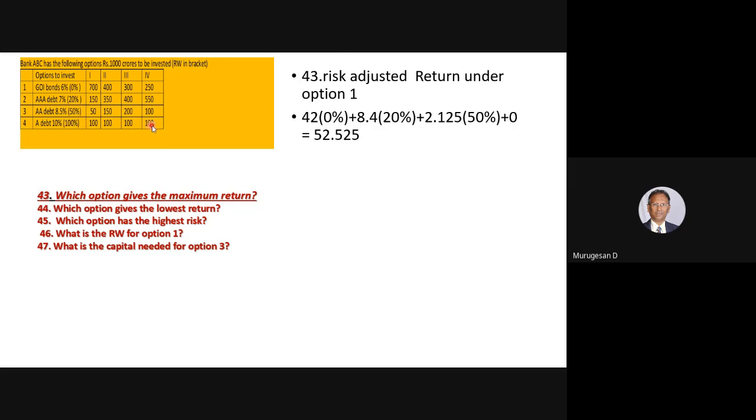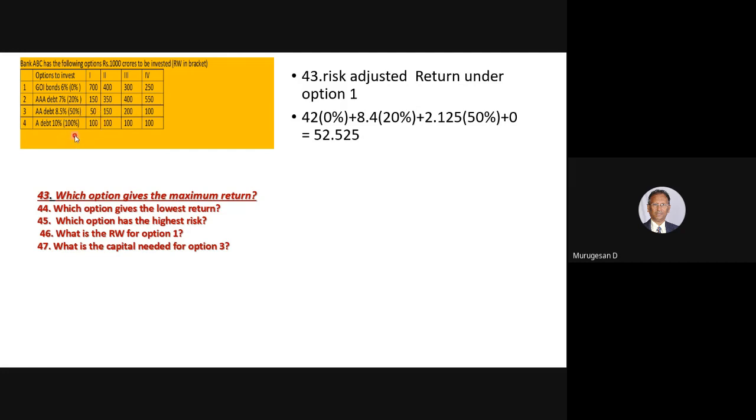Here, zero income. Why zero income? Nobody will invest, but they are there. No fool will invest in a 100% risk instrument. Though it may be 10% interest, what is the use? It's 100% risk. Nobody will invest because with 100% risk, you may not get 10% also. The company may become bankrupt.